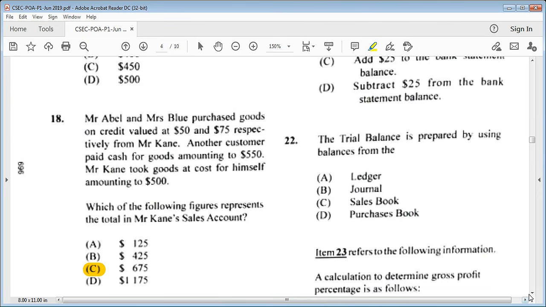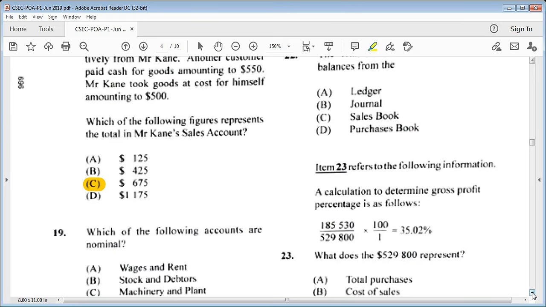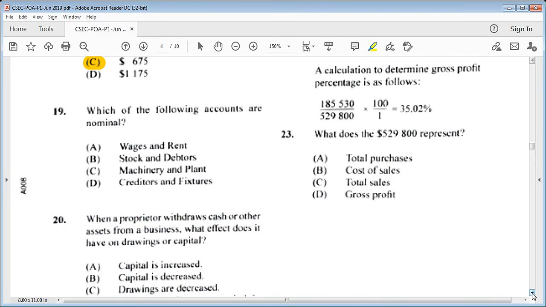Let's move on to number 19. It says, which of the following accounts are nominal? A, wages and rent. B, stock and debtors. C, machinery and plant. D, creditors and fixtures.